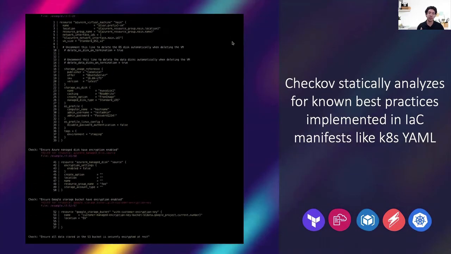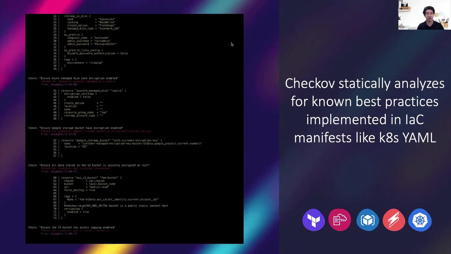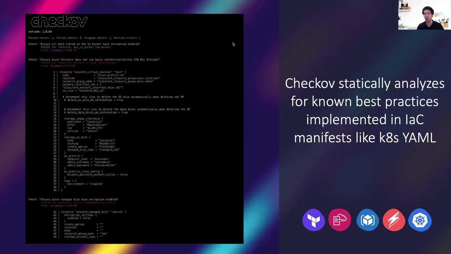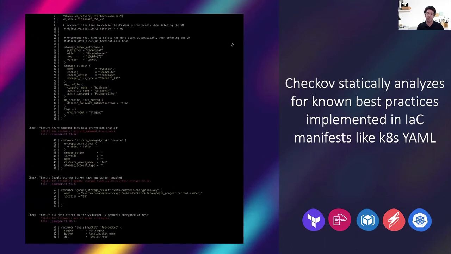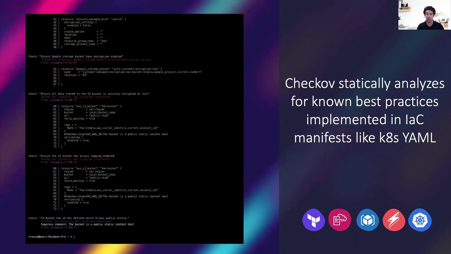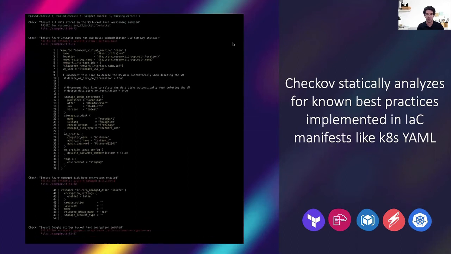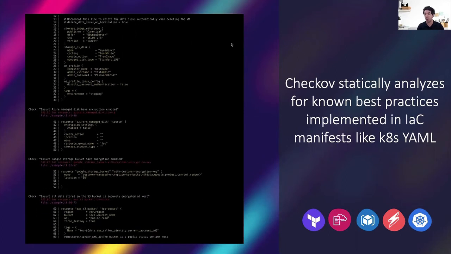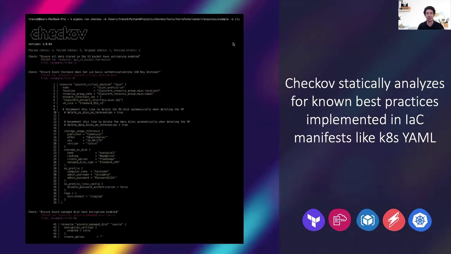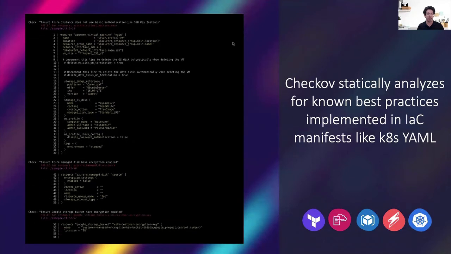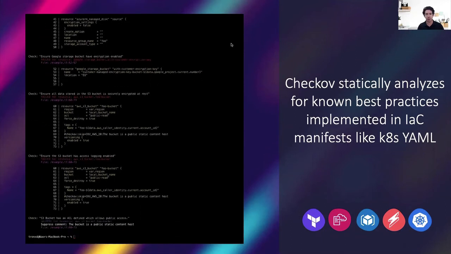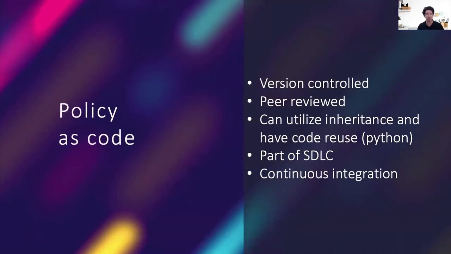Checkov statically analyzes for known best practices implemented across infrastructure as code manifests, like the Kubernetes YAML that we're focused on today. But it is also doing a good job with Terraform HCL files, CloudFormation YAMLs, Azure ARM templates, serverless framework, and can easily be extended to other infrastructure as code frameworks. Over here, we have a sample output of Checkov scanning an infrastructure as code directory, and we will run that as a demo. So Checkov essentially is a policy as code engine.